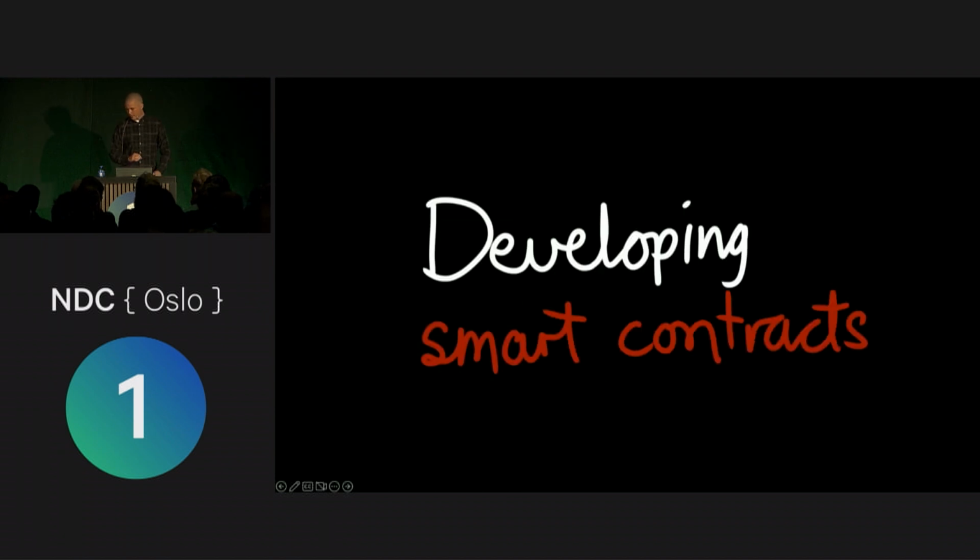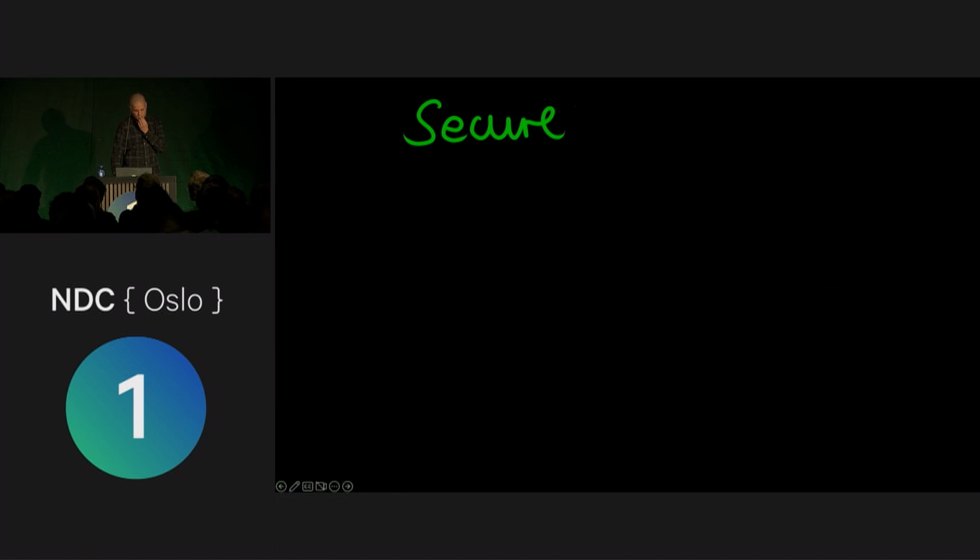Okay. Let's have a closer look at how to develop smart contracts. So what would an ideal language look like for developing smart contracts? As we have seen, it is a pretty constrained development environment, right? So we need something that really fits here. So let's take a closer look.